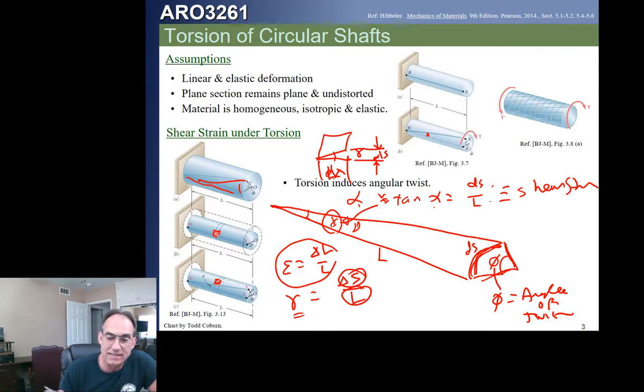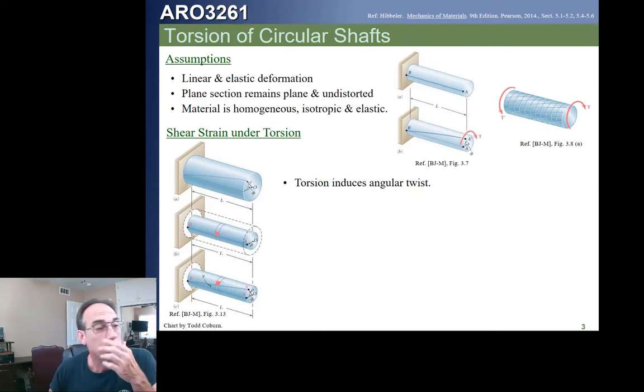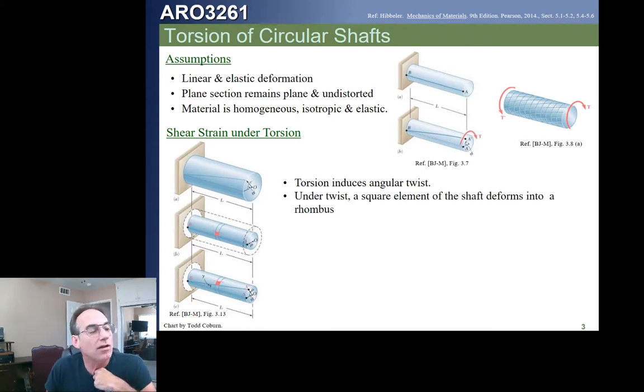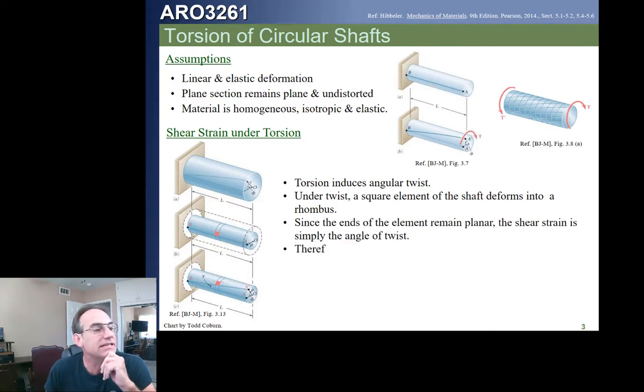Okay, so these are the basic ideas. We're getting a little ahead of ourselves, but this is what we're going to be studying here. So our torsion induces an angular twist, and a little square element like we see here on the second shaft on the left deforms into a rhombus, and we can see the shear strain is that little angle on the lower end.